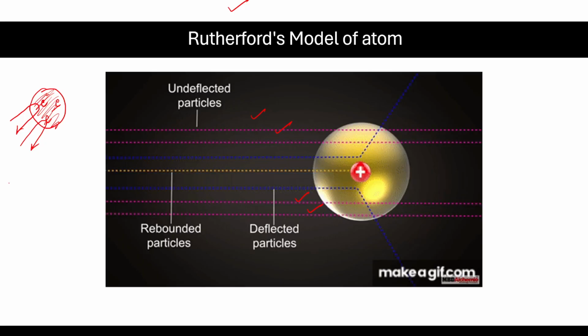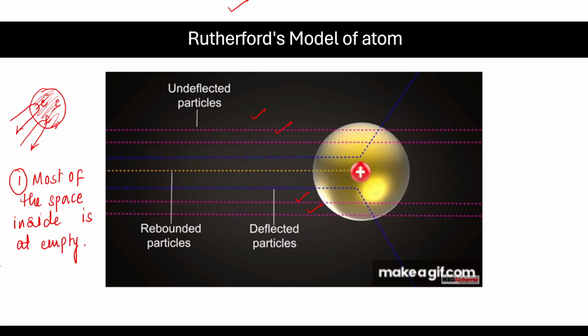So this first led to the first concept, theory or discovery, that most of the space inside an atom is empty. What is the reason? Let me just write: inside is empty, because alpha particles went straight, undeflected. That means it should be completely empty.